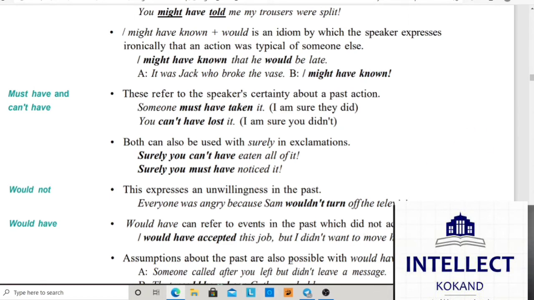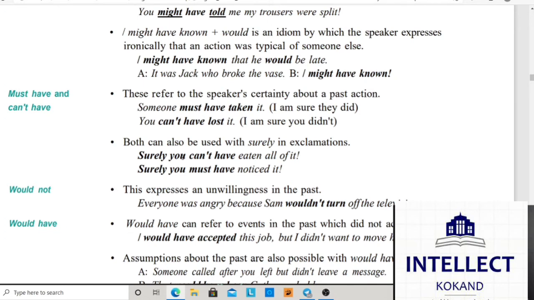Both can also be used with surely in explanation. Ikkalasida ham surely so'zi bilan shunaqa bo'lgandir deyishda. Surely you can't have eaten all of it. Hammasini yeb qo'ymagandirsan. Happy birthday degan tortni yeb qo'ydim deyapti. Yoki to'rtta pitsa aytdim, hammasini yeb qo'ydim deyapti. Nima deysiz? Surely you can't have eaten all of it. Surely you must have eaten all of it, yeah. All good.